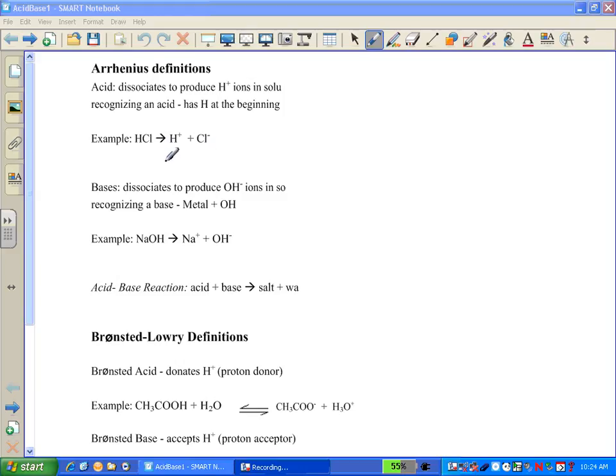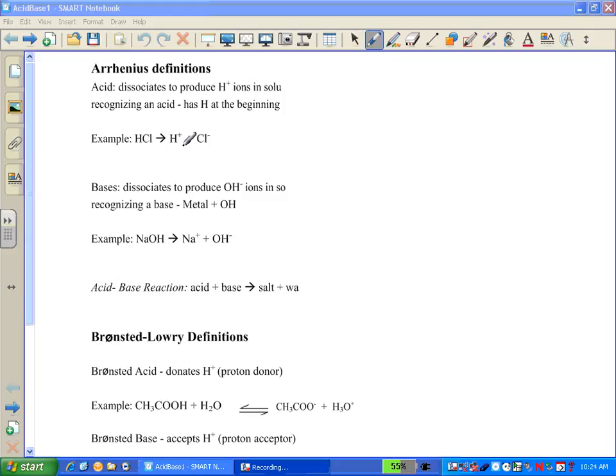Bases, by Arrhenius definition, dissociate to produce hydroxide ions in solution. You can recognize an Arrhenius base with the ionic formula composed of a metal and a hydroxide ion. Sodium hydroxide fits this definition well, as it dissociates in water to produce sodium ions and hydroxide ions.